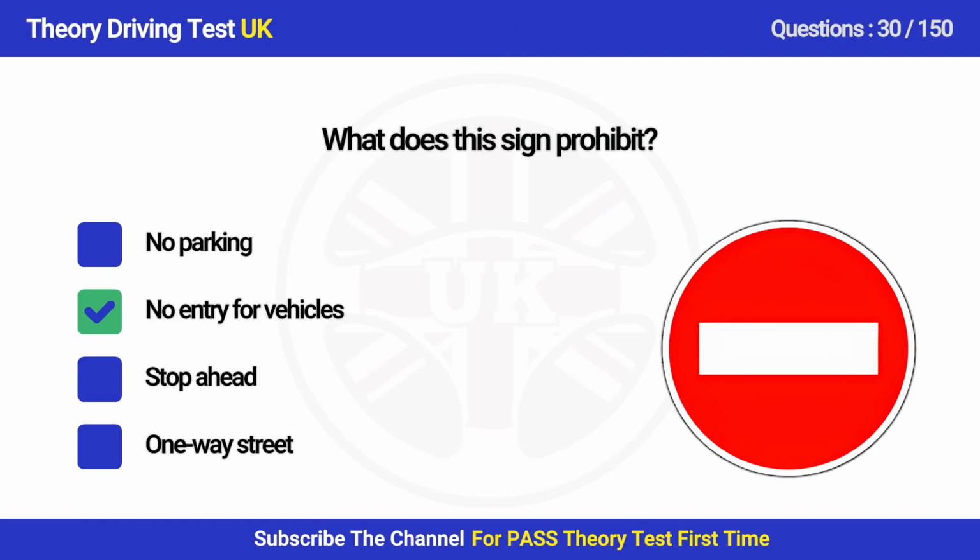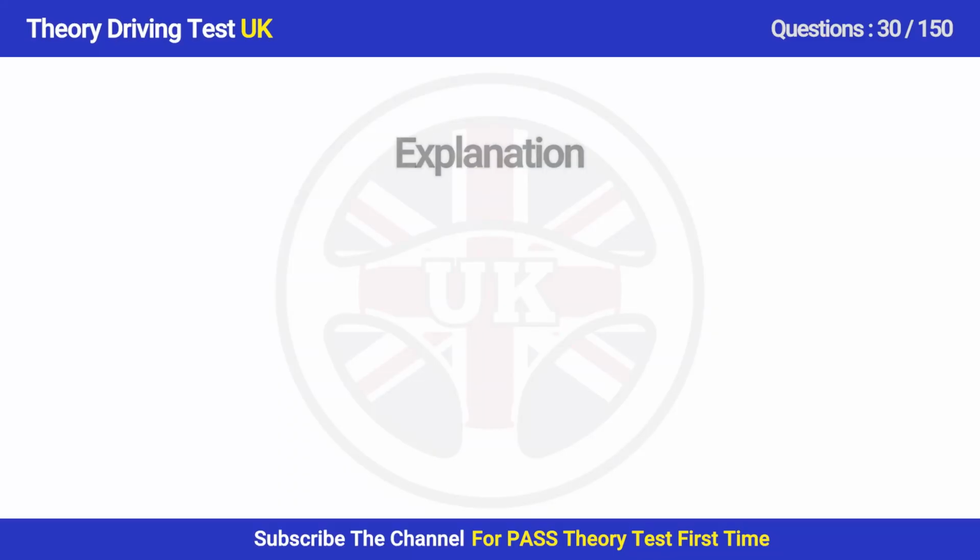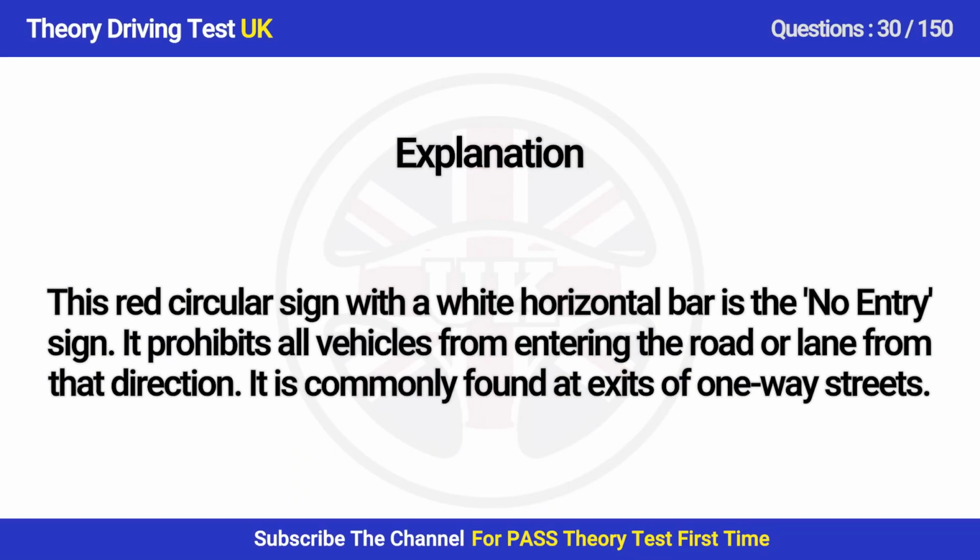Answer is B. No entry for vehicles. This red circular sign with a white horizontal bar is the no entry sign. It prohibits all vehicles from entering the road or lane from that direction. It is commonly found at exits of one-way streets.